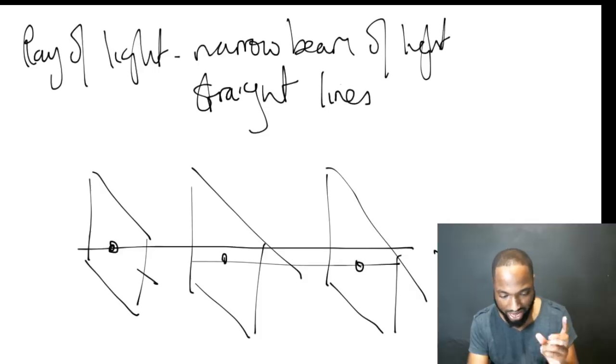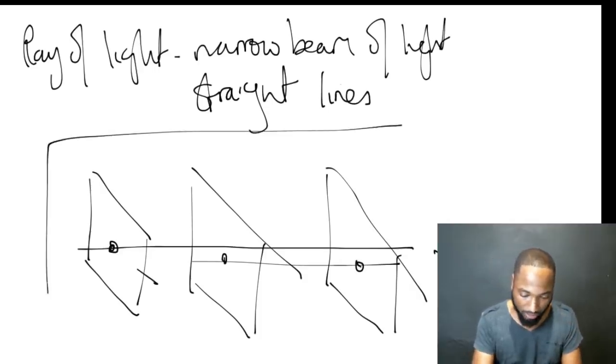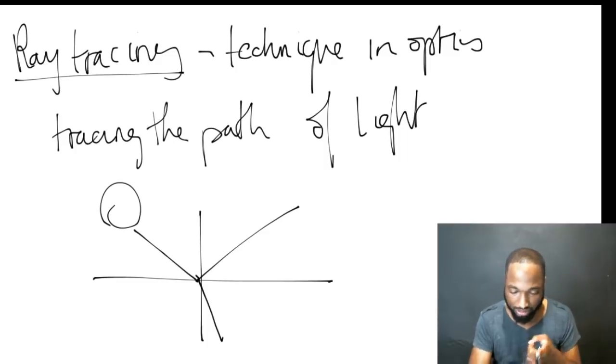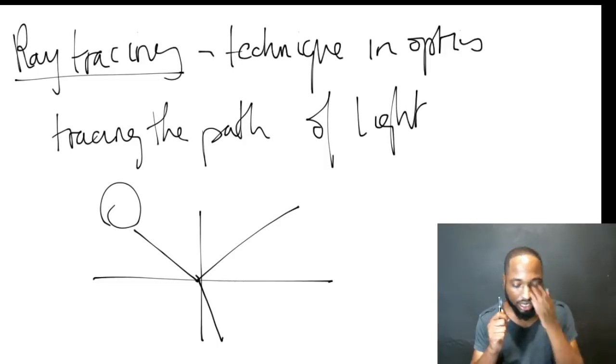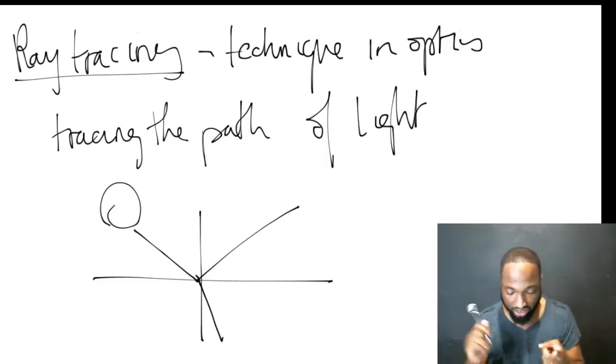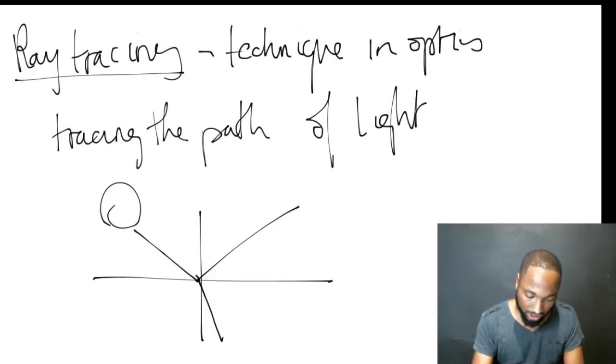We do the ray of light. What it is: a narrow beam of light traveling in straight lines. This is the experiment to prove that light travels in straight lines. Ray tracing is a technique of tracing the path of light using straight lines. Reflections could occur, refraction could occur. You're just using straight lines to trace the path of light.